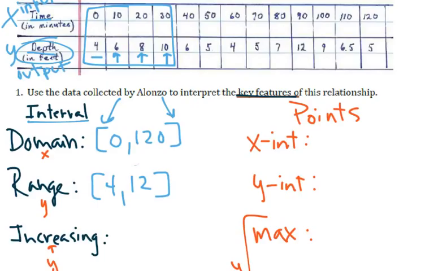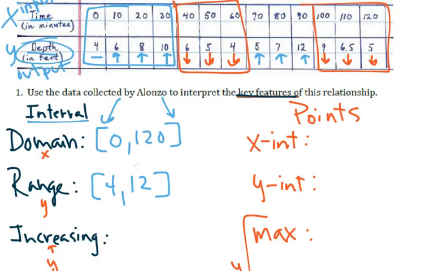Then 6, we went down, 5, 4, we're decreasing. And then we jump up to 5, so we're increasing again. 7, 12, then back down to 9, 6.5, and 5. So we've got 2 sections of increasing, 2 sections of decreasing. Okay, so how do we write that?